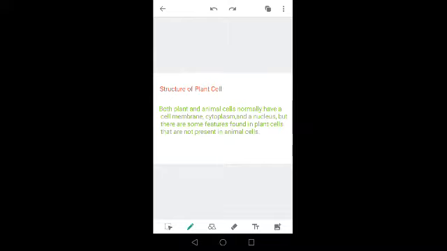Then what three things make a plant and an animal cell the same, that don't differentiate them, that don't make a difference between them? That is a cell membrane, a cytoplasm, and a nucleus, students. These are the three things that don't differentiate a plant and an animal cell. But there are some features found in plant cells that are not present in animal cells. What are those features? Let's discuss them.